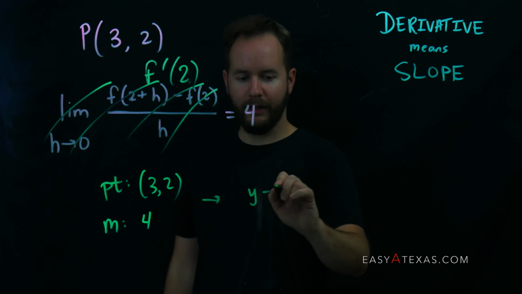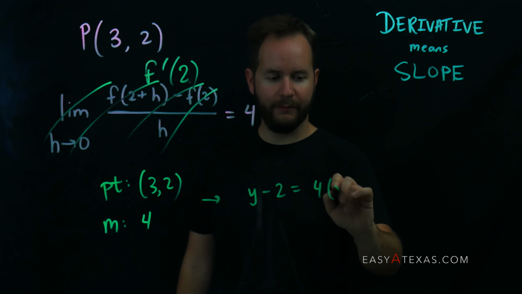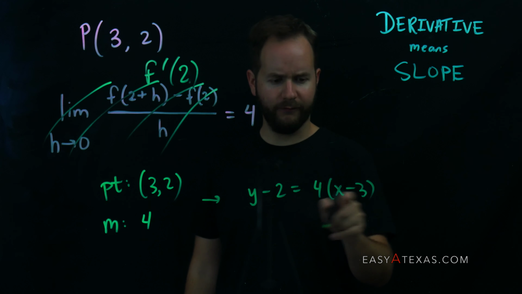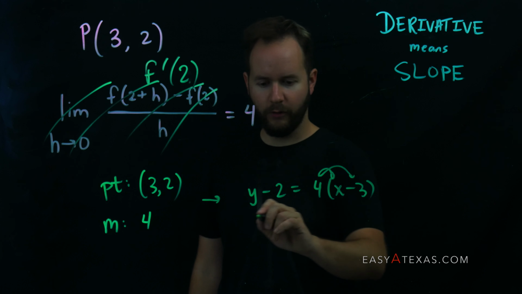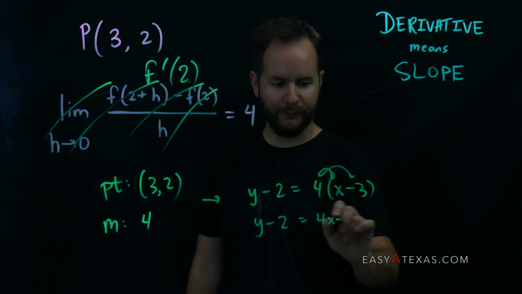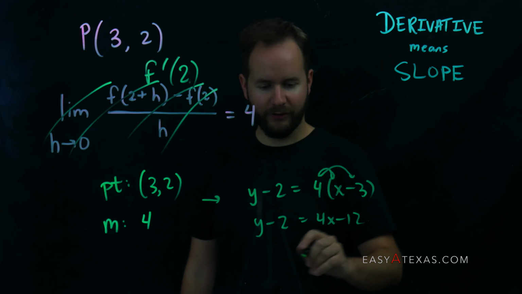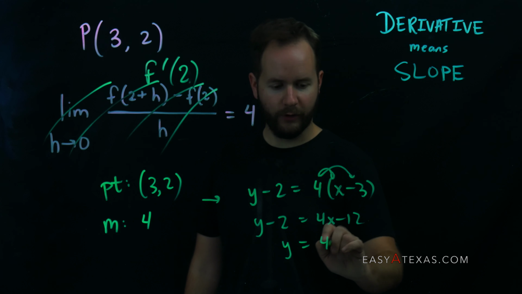That means we have y minus 2 equals 4 times (x minus 3). I'm going to distribute the 4 to this parentheses here to get y minus 2 equals 4x minus 12. I'm going to add the 2 over to both sides to get y equals 4x minus 10.